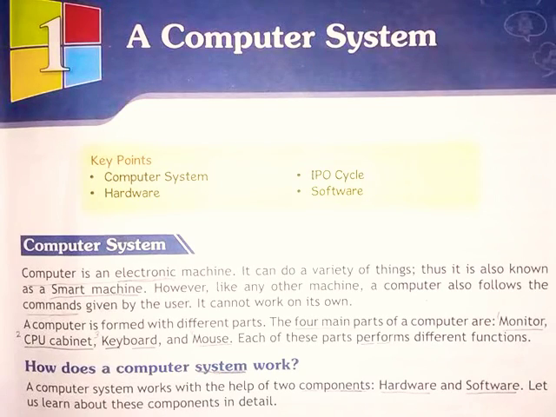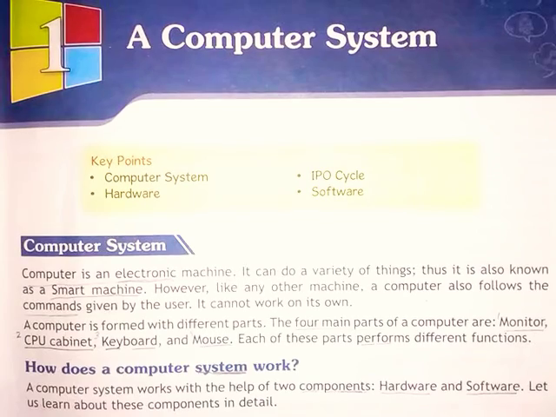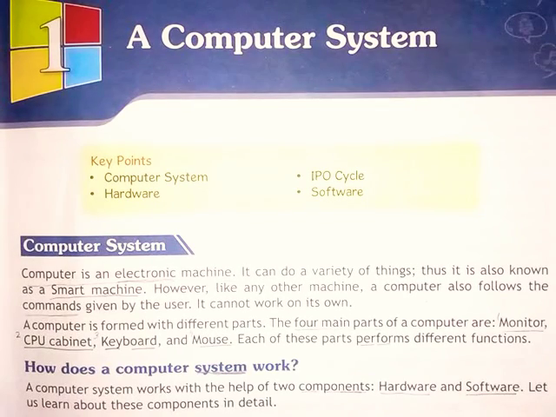Friends, today we are going to do chapter number 1, a computer system. Basically, what is a computer system? A computer is an electronic machine. It can do a variety of things. Thus, it is also known as a smart machine.